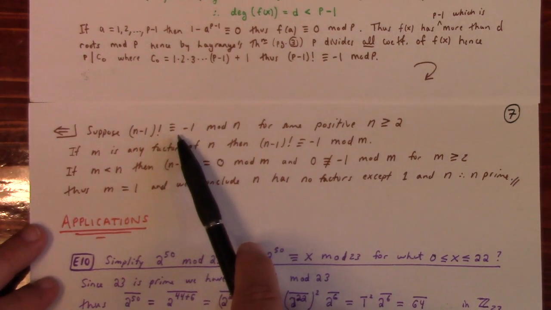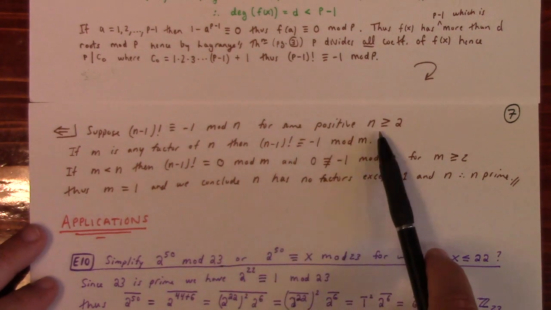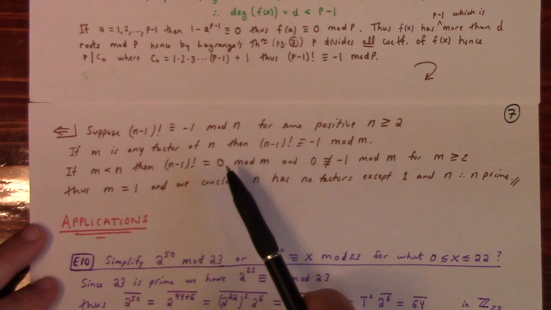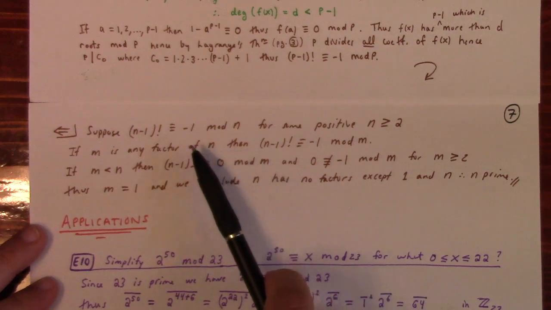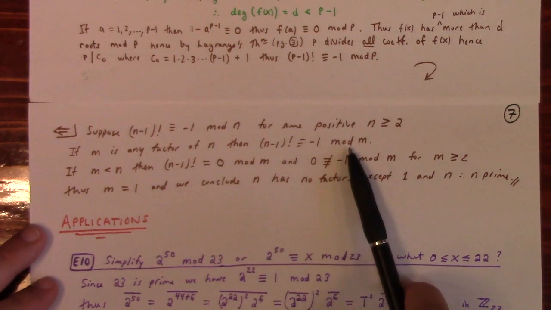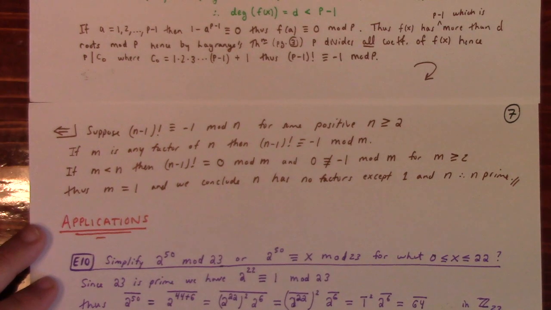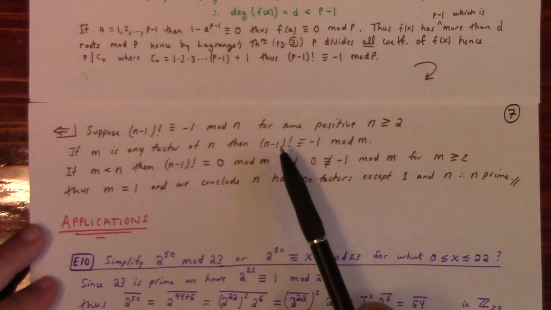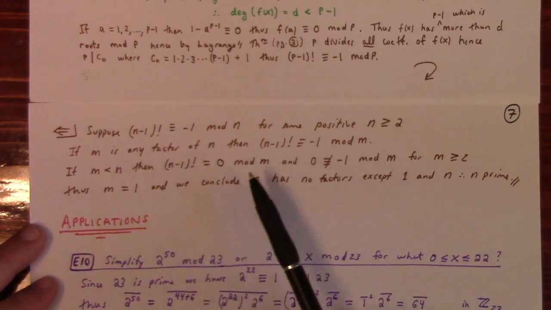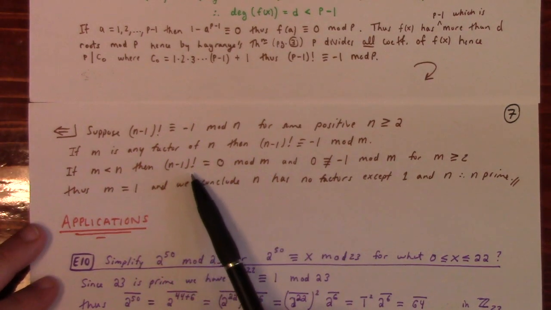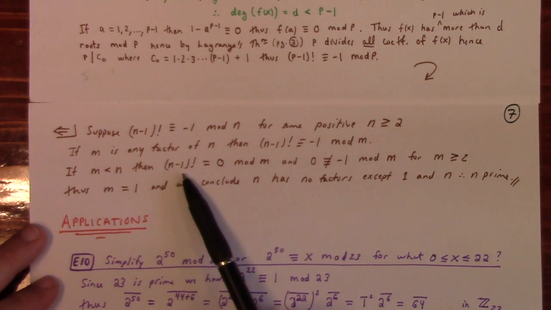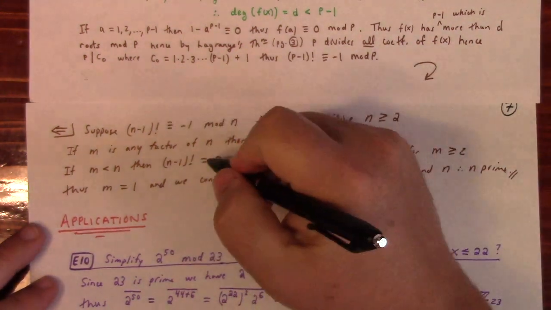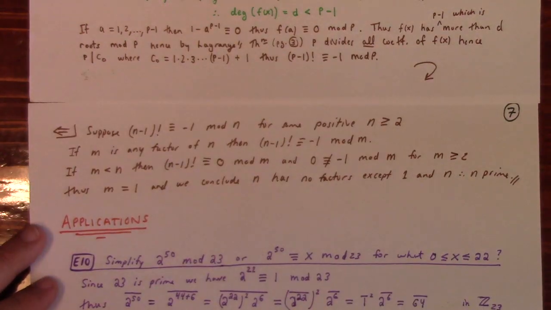If we have (n - 1)! congruent to minus 1 mod n for some positive n greater than 2, and m is any factor of n, then of course (n - 1)! is congruent to minus 1 mod m. That goes back to the theorem from the start of the lecture. And so if m is less than n, then m is a factor of (n - 1)!, which then means that (n - 1)! is congruent to 0 mod m.